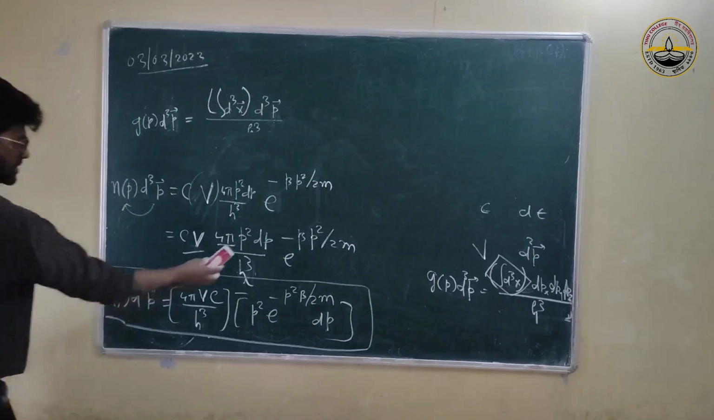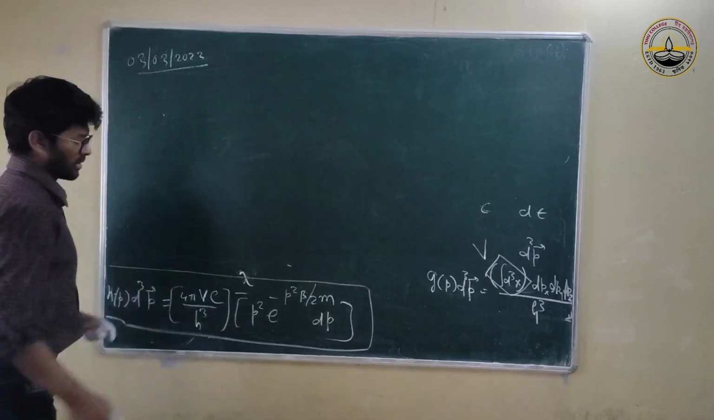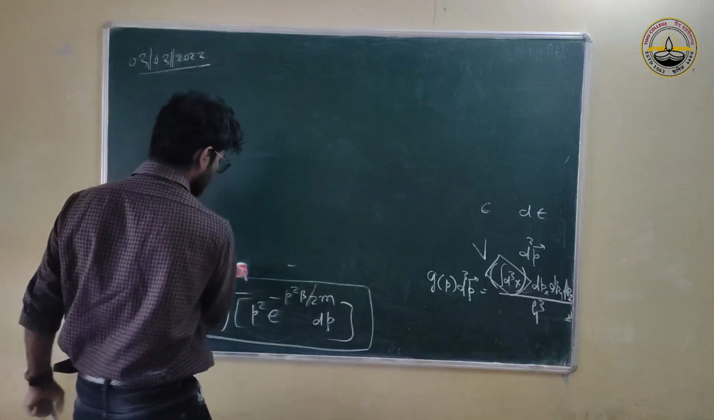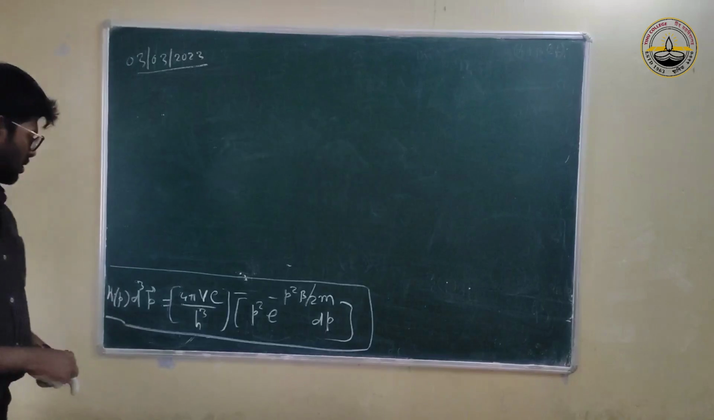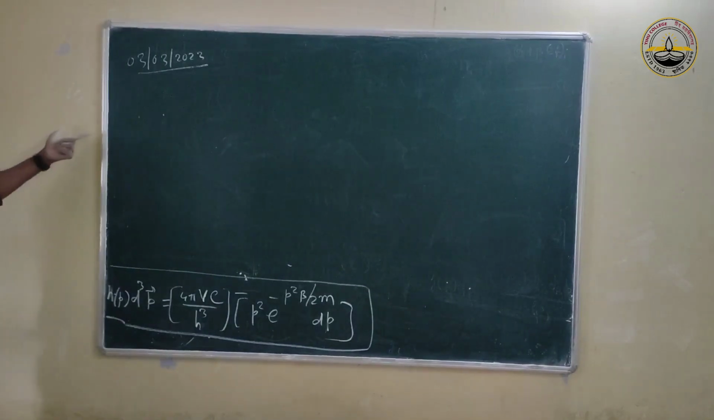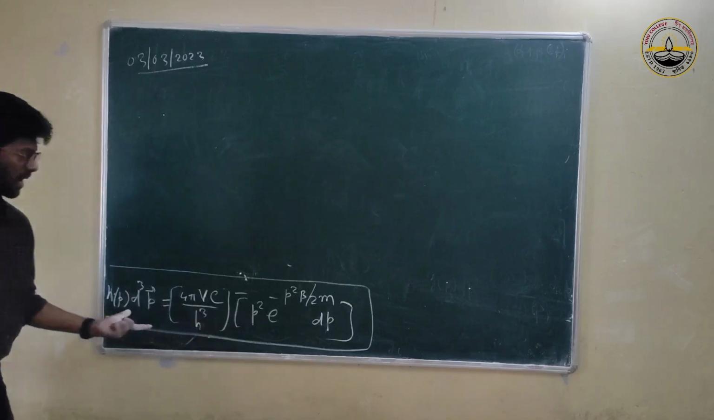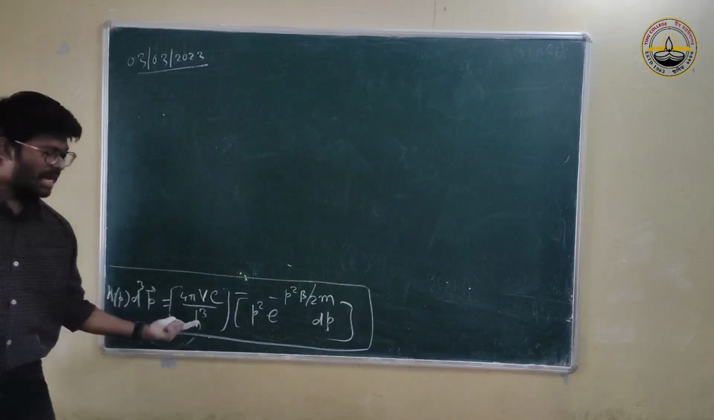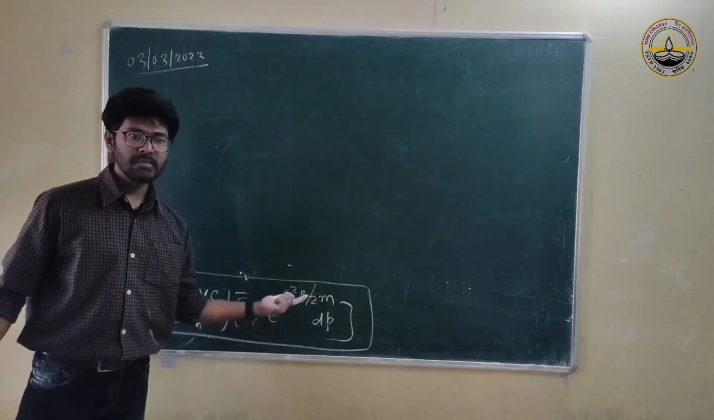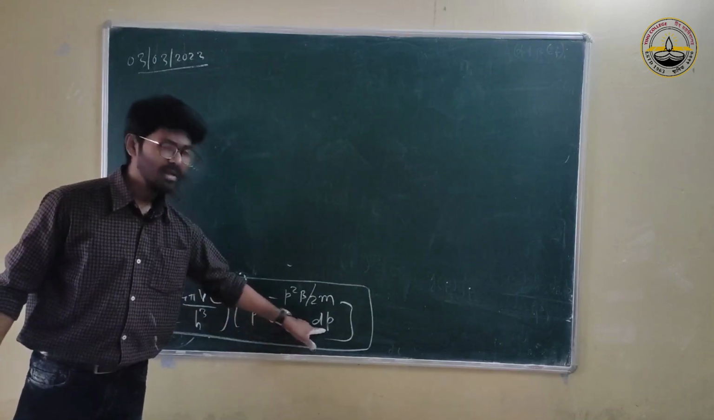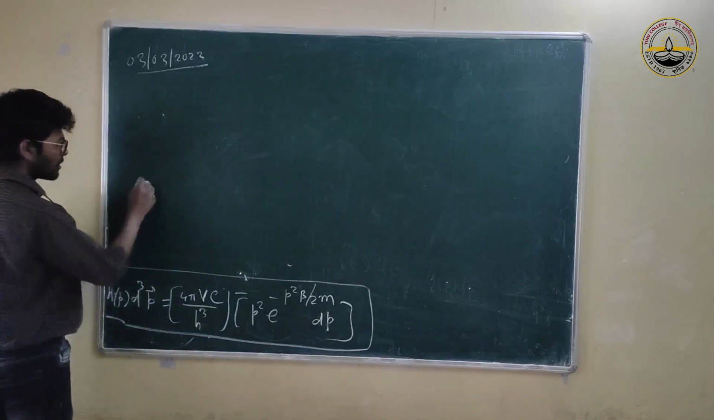So what is this? This is the equilibrium distribution that maximizes your omega, maximizes your number of states. And this tells us how many gas particles are there in the momentum range P and P plus dP. Momentum magnitude range. Okay.